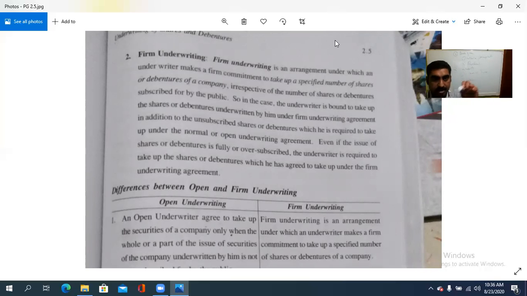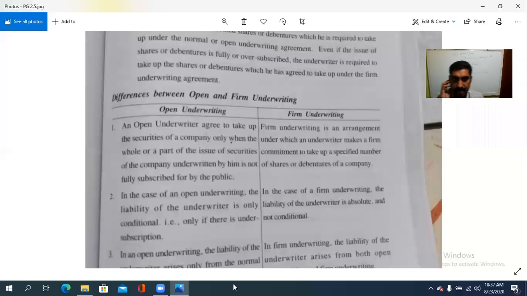Besides that, a firm commitment should be taken up for a specified number of shares or debentures, irrespective of the number of shares or debentures that are not subscribed by the public. That is, it is more than this. As I said in the example, if there are 2000 cases and he is ready to take up 1000, then only 1000 is his liability. That is firm underwriting. Clear? So what are the bases? The basis of the share, the number of shares, isn't it? So that is whole or complete underwriting, then partial underwriting. On the basis of the liability: open or pure underwriting and firm underwriting.